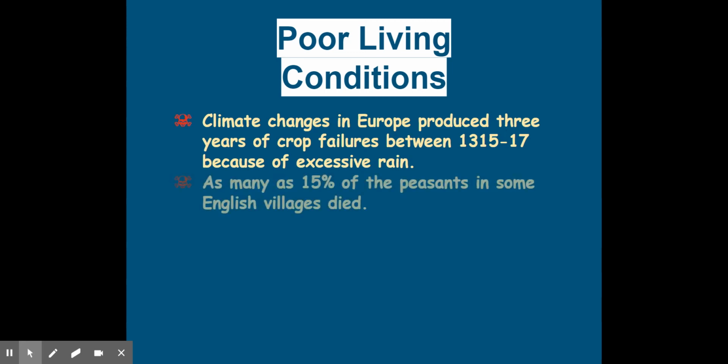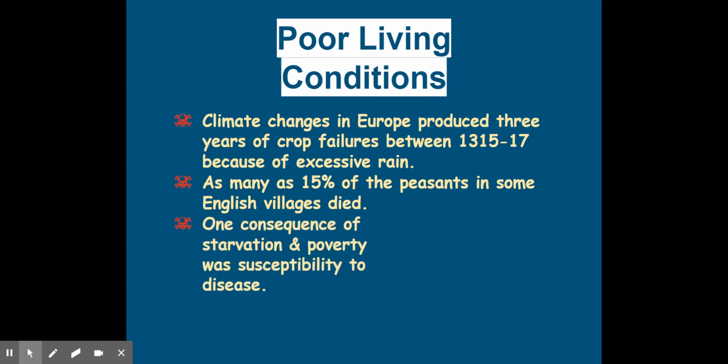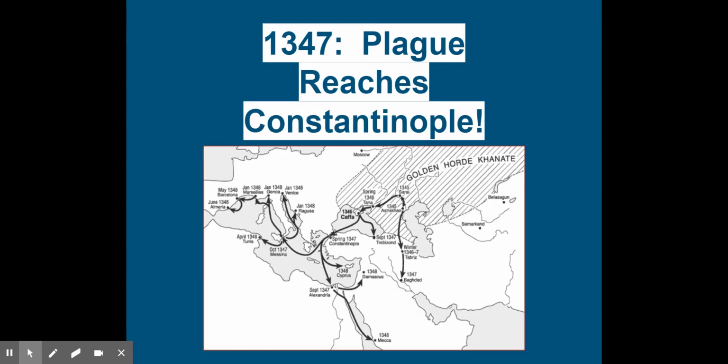So during 1315 to 1317, and in the years following leading up to the plague, as many as 15% of peasants in English villages and some other villages died because there was not enough food in the living condition. One consequence of all the starvation and poverty was that people became more susceptible to diseases. So as people are becoming more and more susceptible to diseases, in 1347, all of a sudden you see that the plague will reach Constantinople.